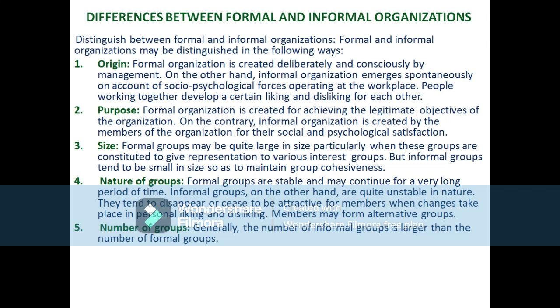First one is origin. Origin means the basis of the organizations. Formal organizations are created deliberately by the management. We know that consciously, intentionally, the rules, policies, and procedures will be framed by the management, which are to be followed by the employees in the organization. Informal organizations emerge spontaneously on account of socio-psychological forces operating at the workplace. We know the basic difference between formal and informal. Formal organizations are based on organizational goals. In order to achieve the organizational goals, policies and procedures will be made. But informal organizations are purely based on the satisfaction of the social needs of the employees in the organization, right?